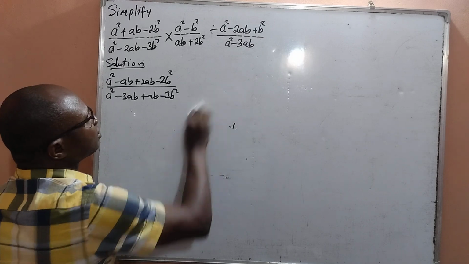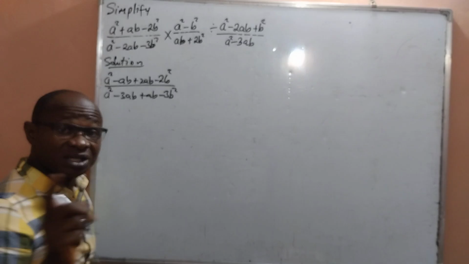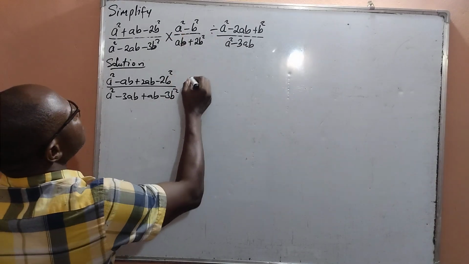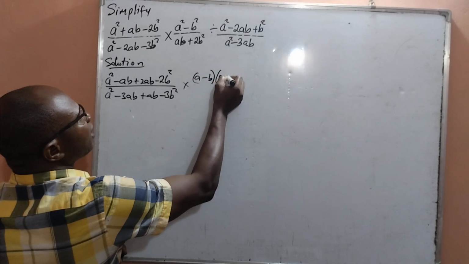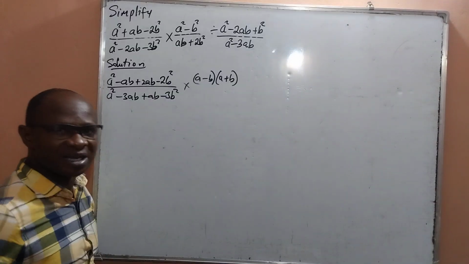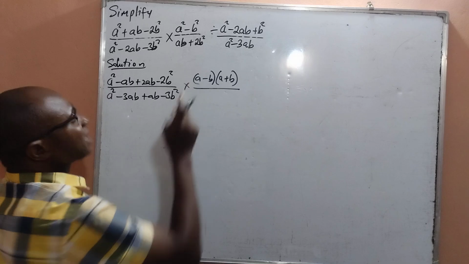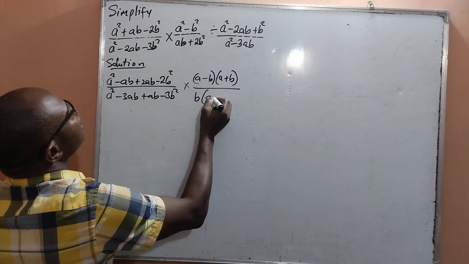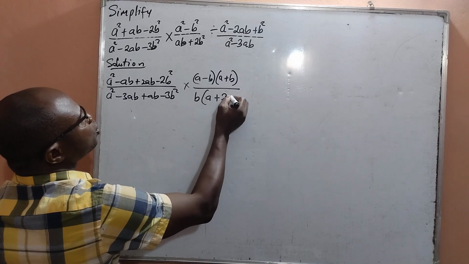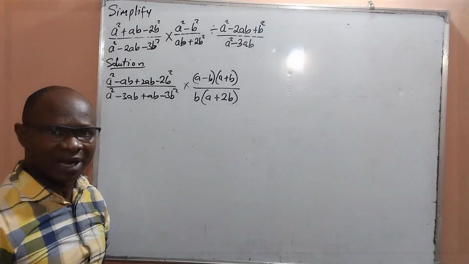We come to the second expression, which is a squared minus b squared. This is actually a difference of two squares. So a squared minus b squared, I will write as a minus b multiplied by a plus b. That is the difference of two squares application. And at the denominator, what I have is ab plus 2b squared, and what is common there is b. So factoring it out, I will have b into the bracket a plus 2b. When we open the bracket, it will give us exactly what we have.